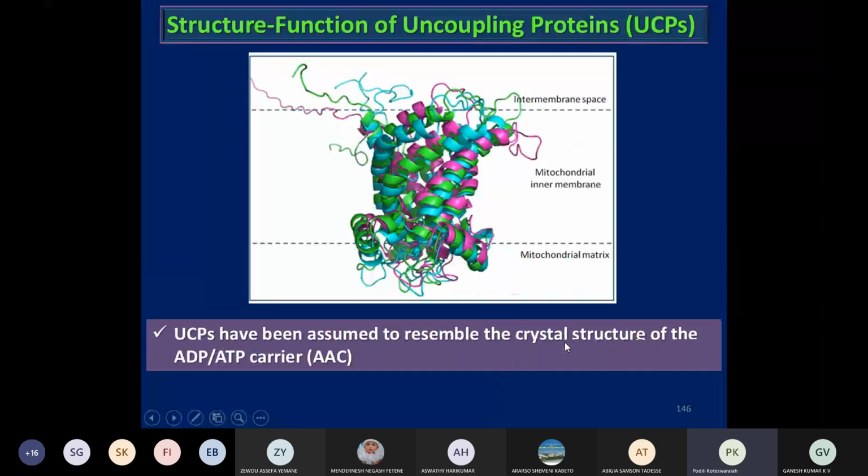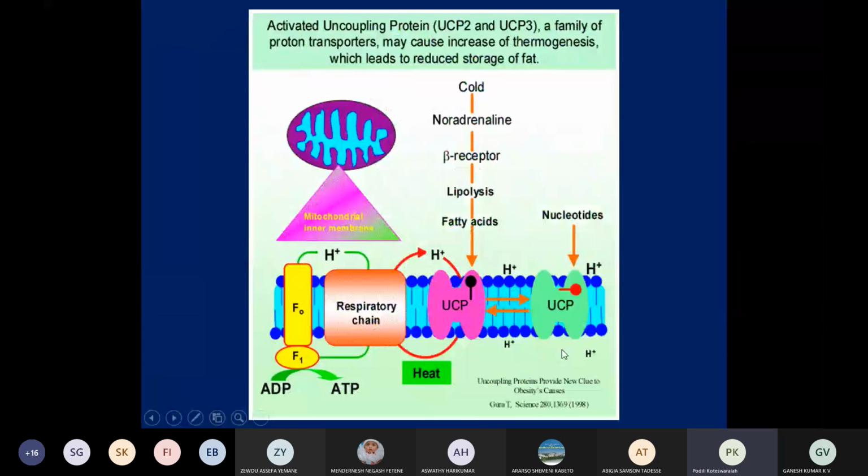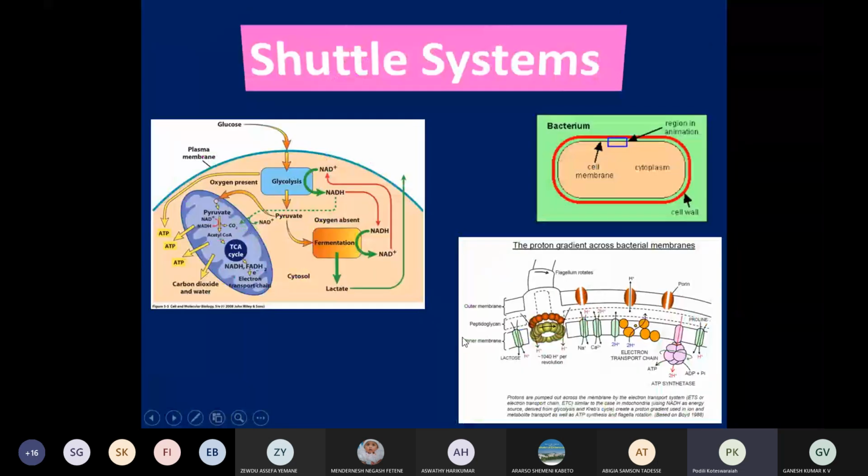I think time is up. I will just explain only one more. And the last one is the shuttle mechanisms.